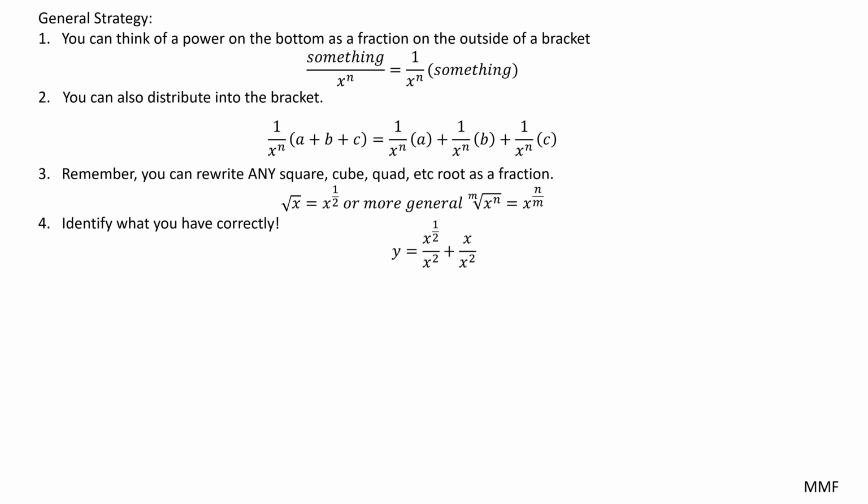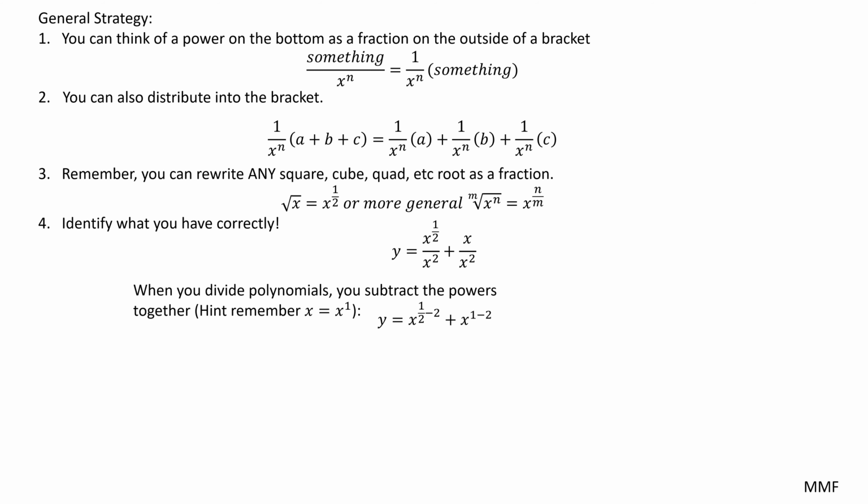Anyways. Okay, and so just moving what we had at the bottom of the screen up top, so we've got a little bit more room here. Remember that when you divide a polynomial by another polynomial, you have to subtract the powers. So the first term becomes x to the power of 1/2 minus 2, because 2 is on the downstairs. And the second term becomes x to the power of 1 minus 2, because you can think of the x on the top as x raised to the power of 1.